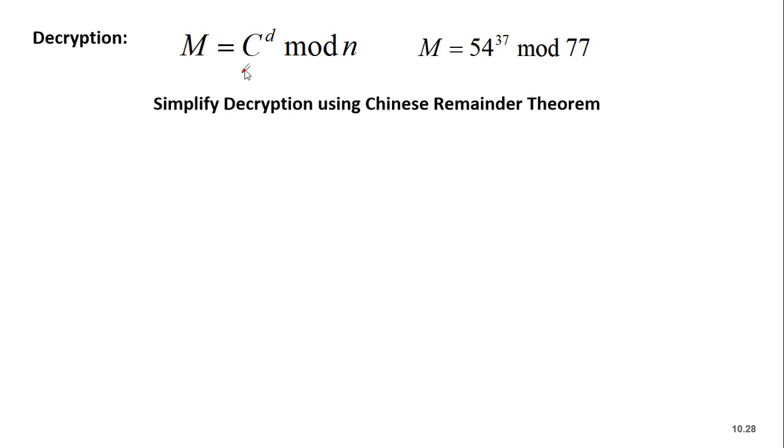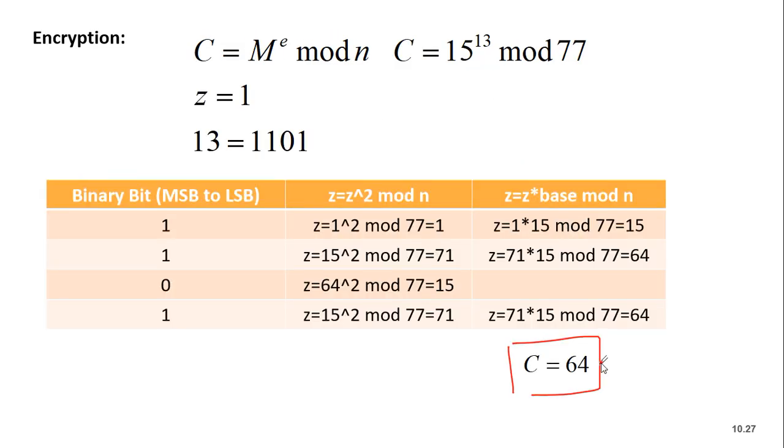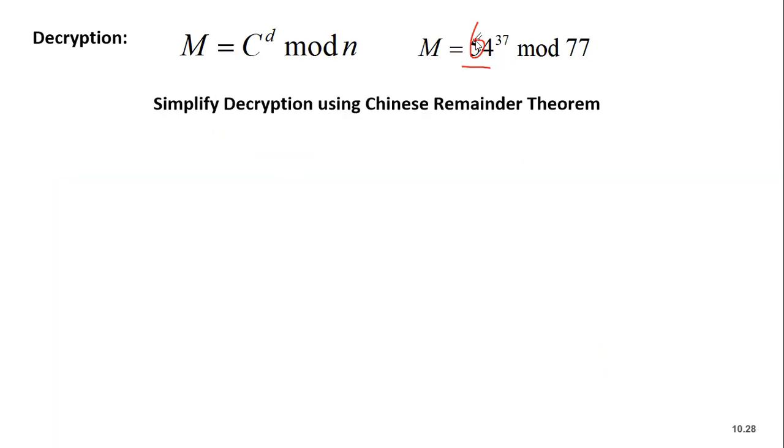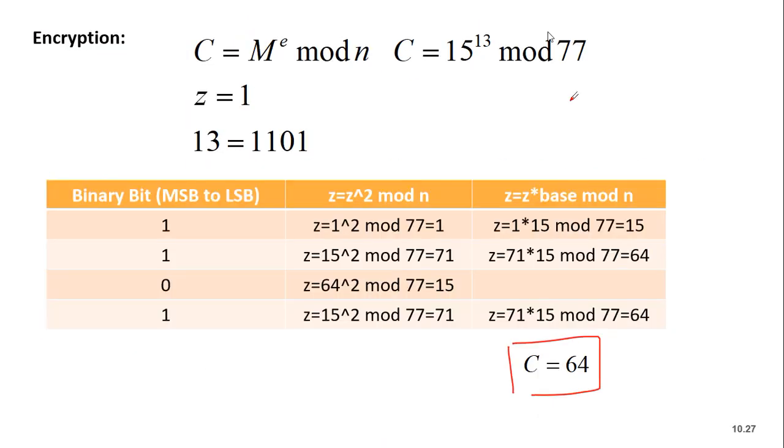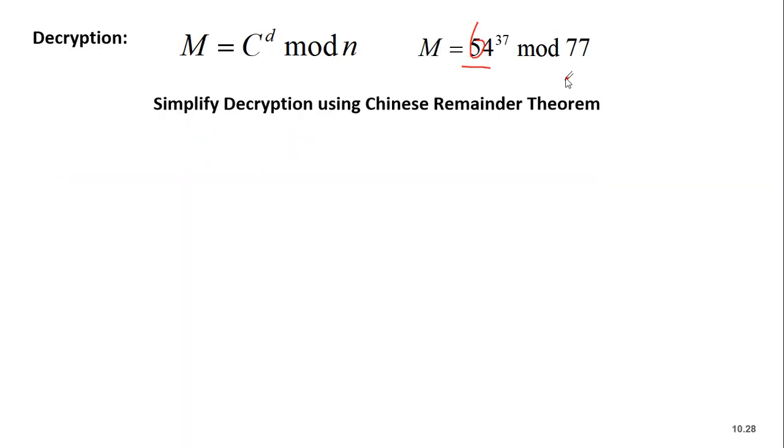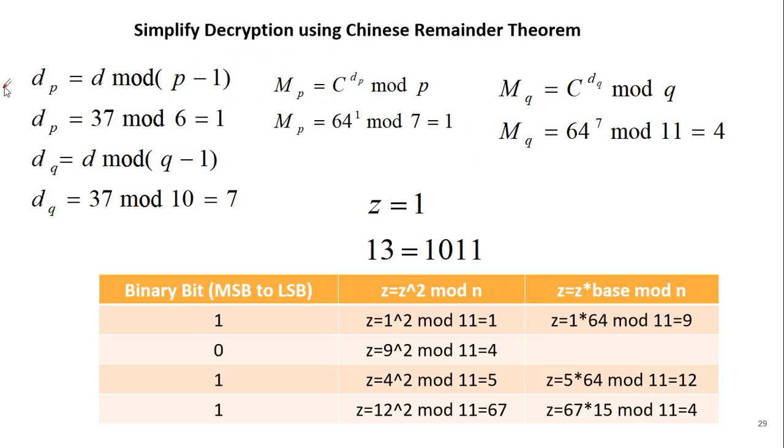Now again we apply the decryption to get the original text. Our ciphertext is 64, so we compute 64 raised to 37 mod 77. Here by mistake it is written 54, but it is 64 raised to 37. Now we can see that this number is large, so it is better to go for the Chinese remainder theorem. So dp is equal to d mod p minus 1, where d is 37.